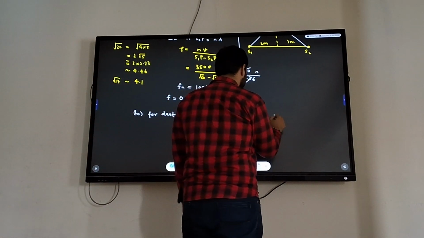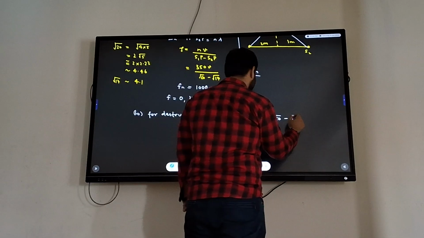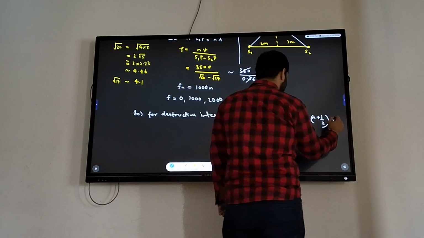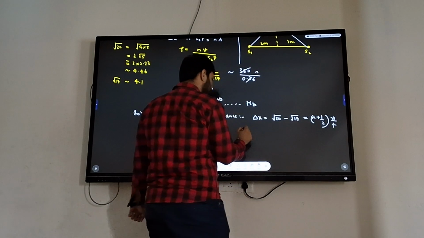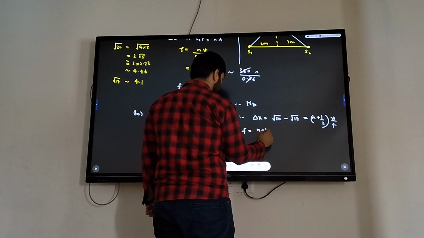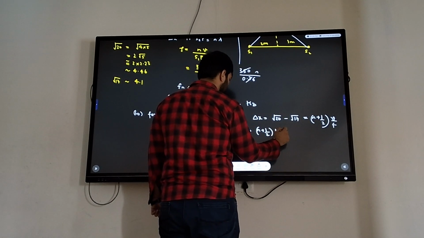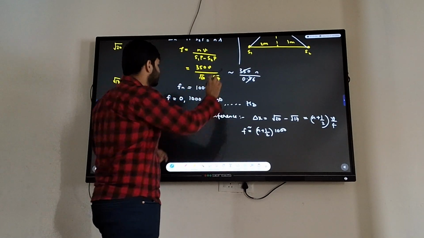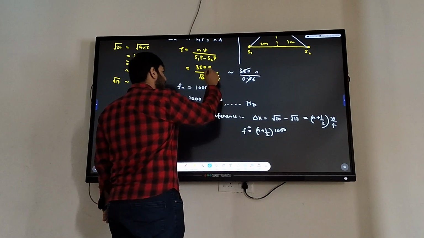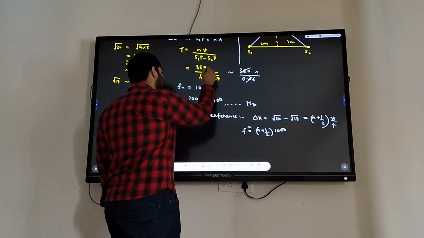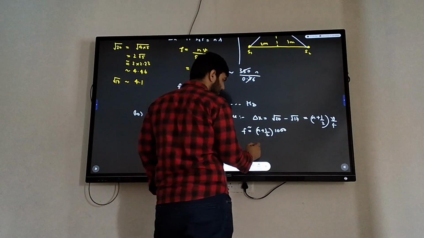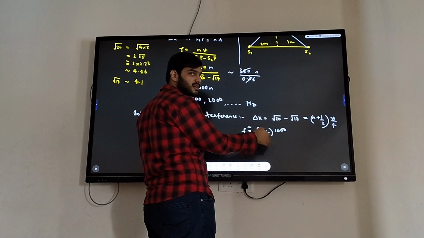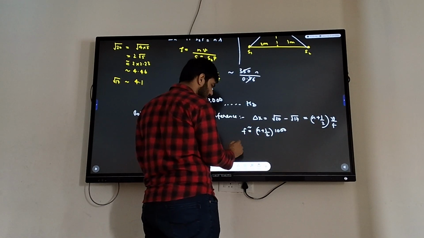So that's root 20 minus root 17. N plus half lambda. Lambda can be written as v by f. So f becomes n plus half into 1000 basically, approximately. वही वैल्यू उतनी ही आ रही है ना. तो n starts from 0, so this is 500, 1500, 2500 and so on.